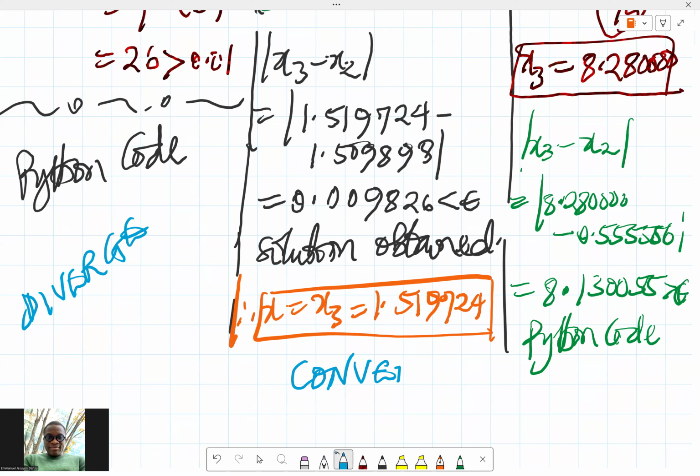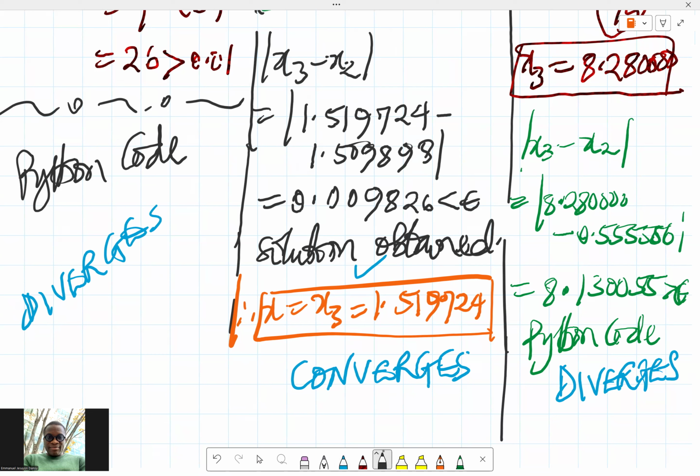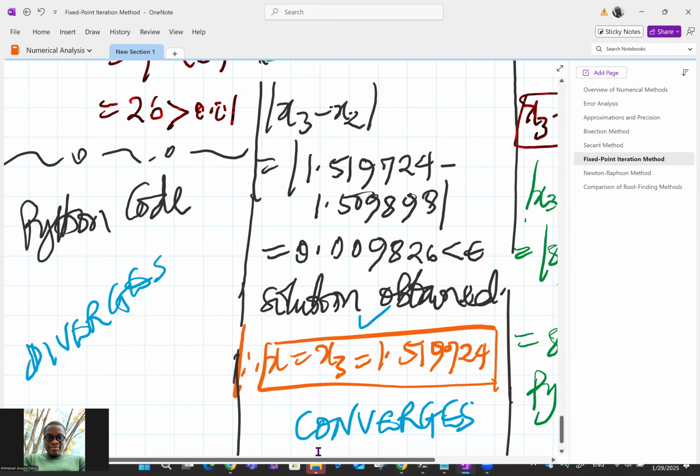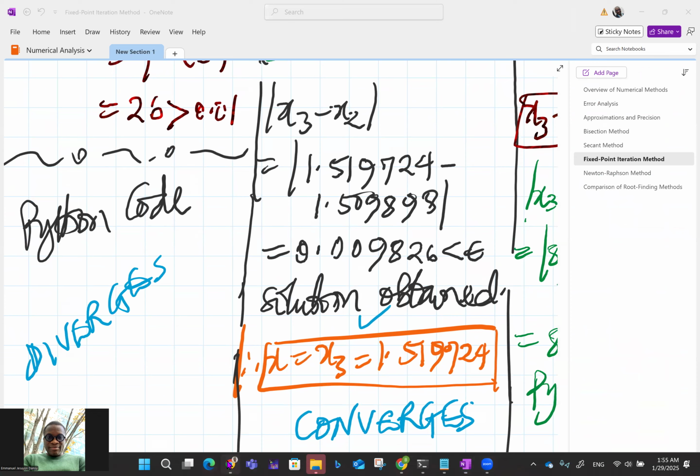In fact, we're able to get a result, because a solution was obtained. So this diverges, this converges, and the last one also diverges. So only the one in the middle, the one with the cube roots, seems to be doing well. So let's look at the Python code for that.